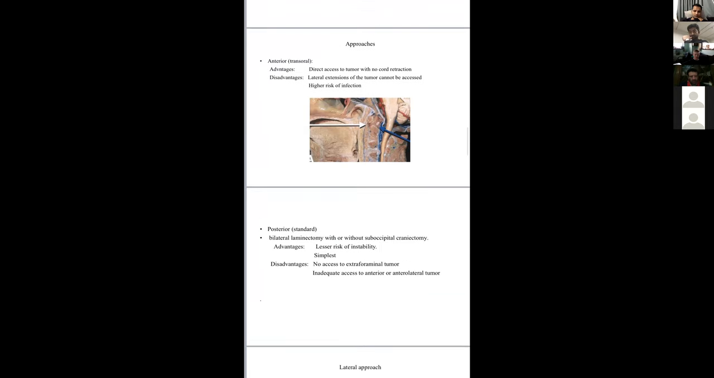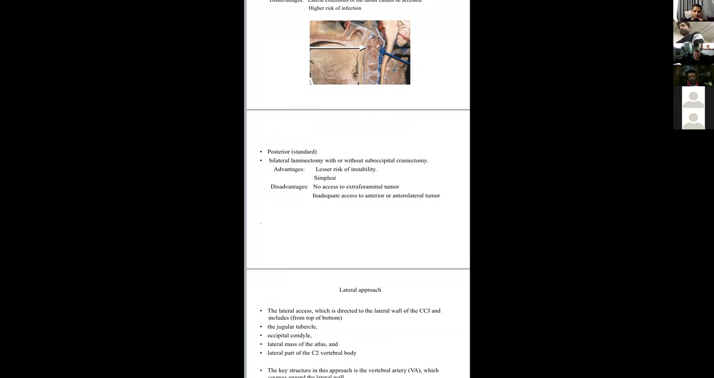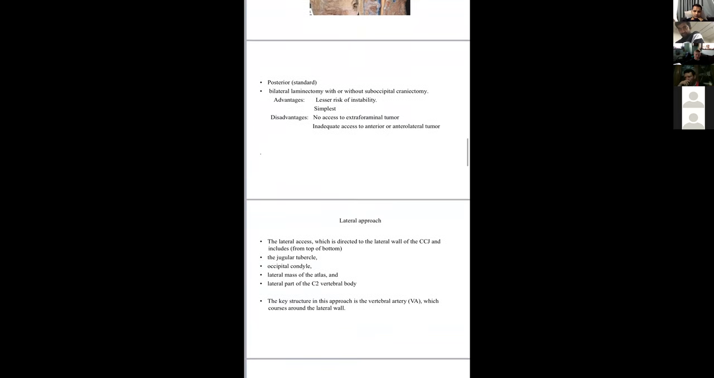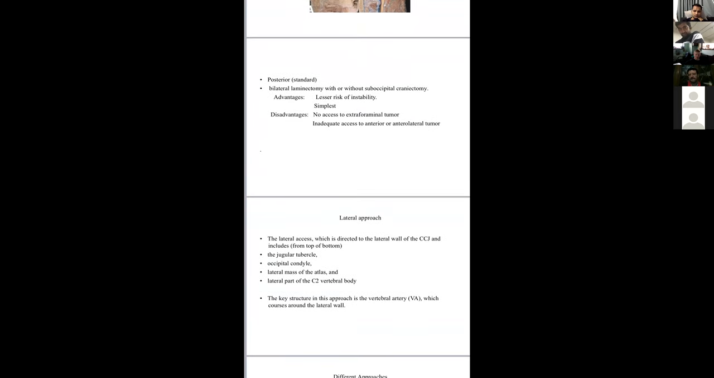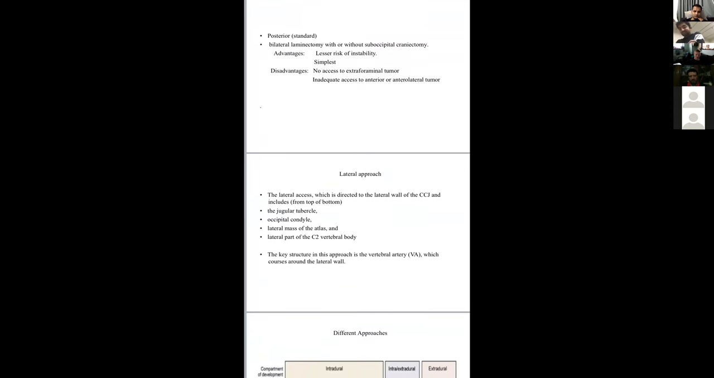Posterior approach is a standard posterior bilateral laminectomy with or without suboccipital craniectomy. Advantages are a lesser risk of instability, and it is one of the simplest procedures. Disadvantages are no access to extradural tumor and inadequate access to anterior and anterolateral tumor. So the lateral approach, the lateral access, is directed to the lateral aspect of the craniocervical junction and includes, from top to bottom, the jugular tubercle, occipital condyle, lateral mass of the atlas, and the lateral part of the C2 body. Again, the key structure in this approach is the vertebral artery, which courses around the lateral wall.